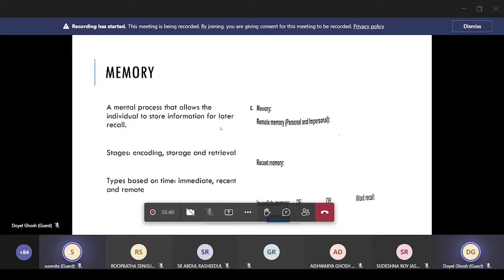In recent memory, what we ask, if any of you have done the PGI memory scale, you will know what comes under recent memory and what comes under remote memory. In recent memory, we generally ask questions related to the last 48 hours. What have you eaten in your breakfast? What did you eat last night? Who came to your house to visit you? This kind of questions that we ask under recent memory.